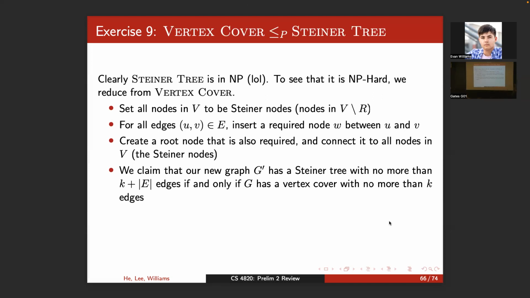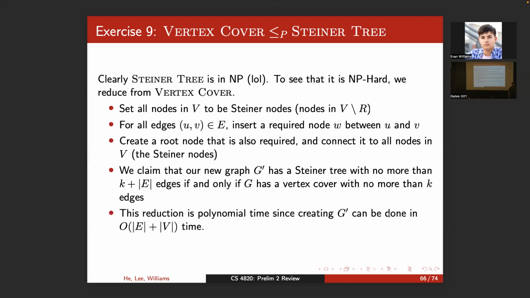And we claim that our new graph G prime has a Steiner tree with no more than k plus cardinality E edges, if and only if G has a vertex cover with no more than k vertices. And obviously this is polynomial time because all we're doing is inserting nodes and inserting edges, and we can do that in polynomial time in the size of the vertices and the size of the edges.